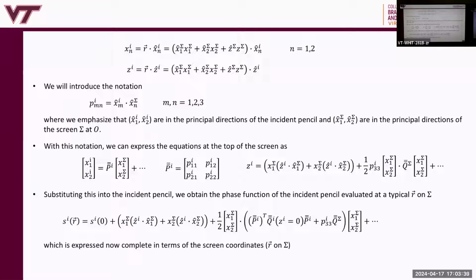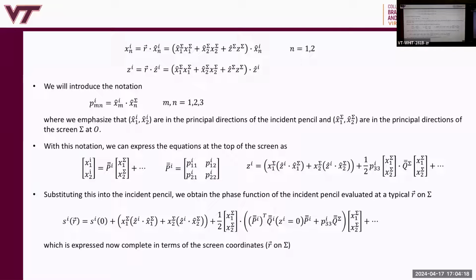The z dot product has z incident dot with x1 sigma, z incident dot with x2 sigma, and we have 1/2 p33 x1 sigma x1 sigma. So this is the local surface approximation of the surface in terms of the sigma coordinates. That gives you the difference from the surface with respect to the tangent plane, that epsilon thing, right?